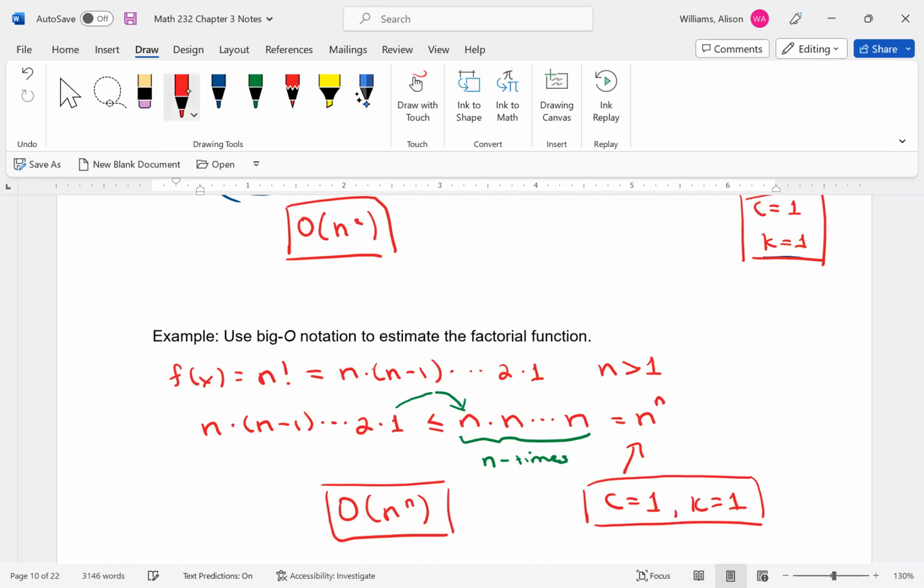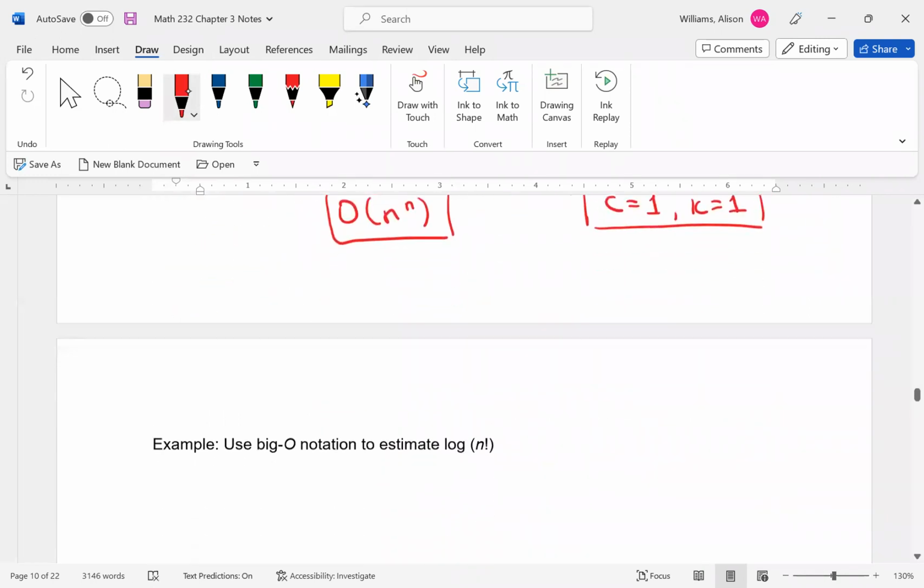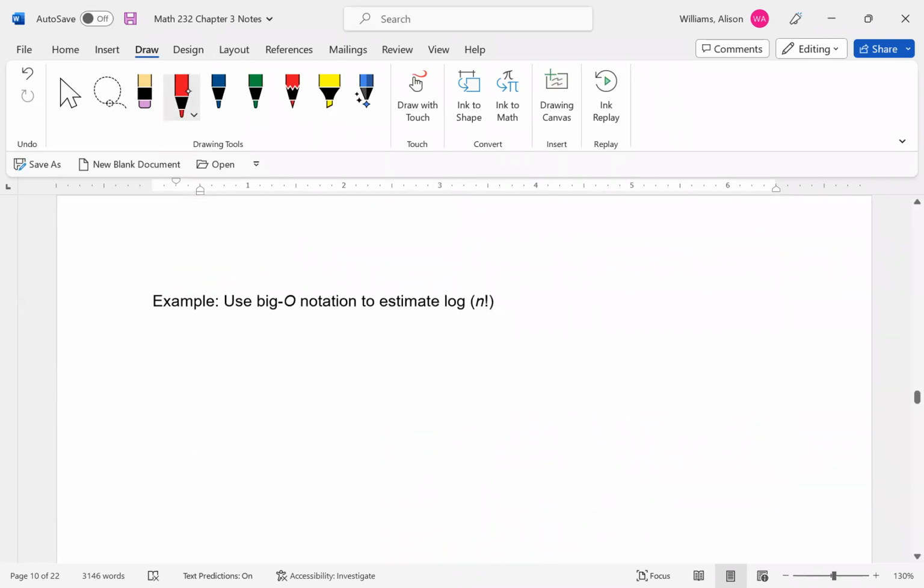And there's the big O that we can use for that. All right, let's try another one. Log notation. Now this one's actually surprisingly easy.